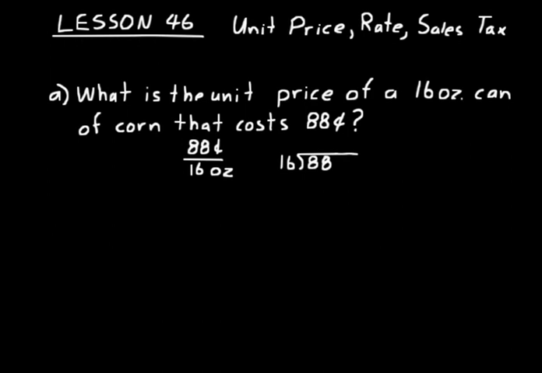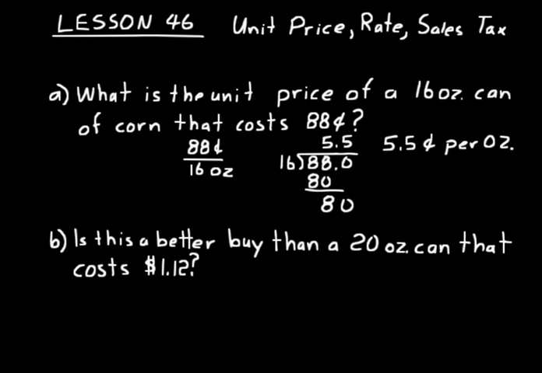16 would go into 88 5 times. Have an 8 left over. Now we need to put a decimal point in here and bring down a 0. 16 would go into 80 exactly 5 times. And so there's our answer, 5.5. But there are units involved here. 5.5 cents per ounce. For every ounce of corn, it costs 5.5 cents.